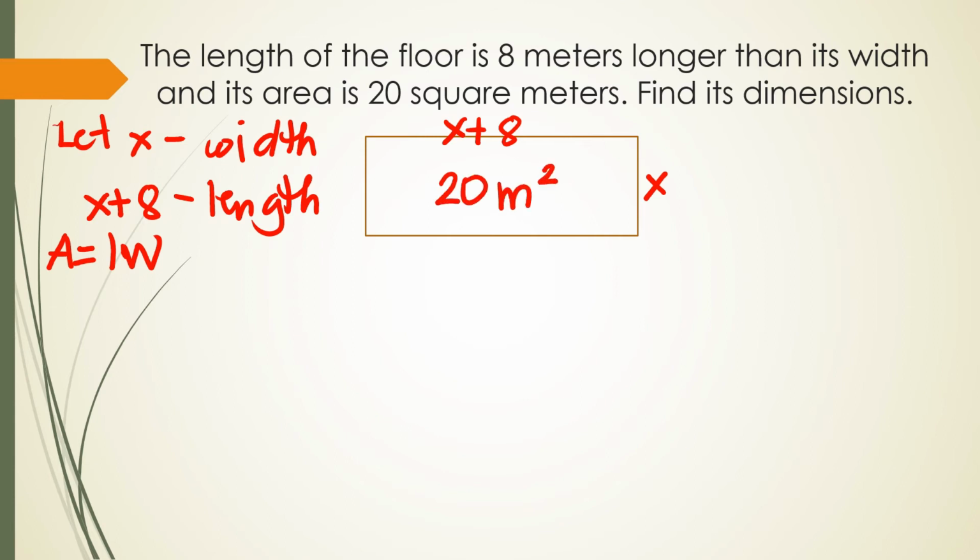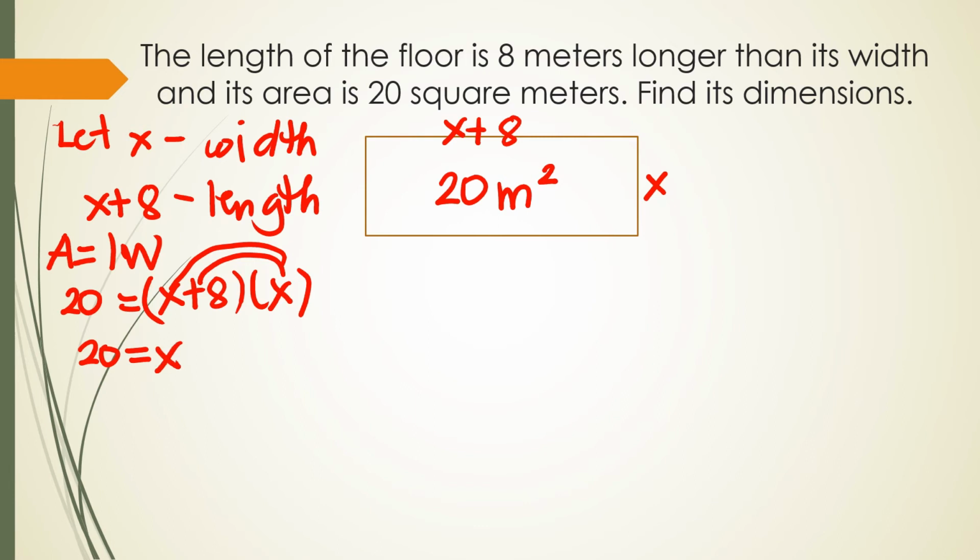Okay? So, what we need to do is to substitute the values in our formula. So, our area is 20 square meters. So, we have here 20 is equal to, our length is x plus 8. Then, our width is x. So, we need to distribute x to all the terms inside the parentheses. Okay? So, 20 is equal to x times x. We have x squared. Plus, x times 8.